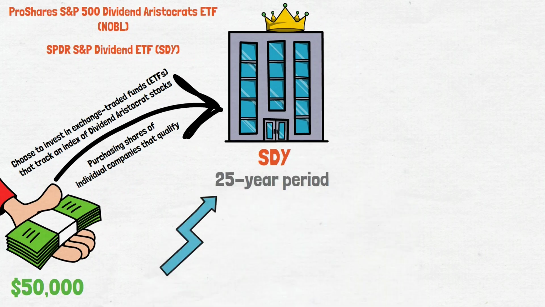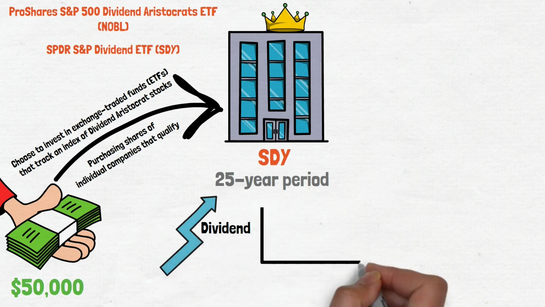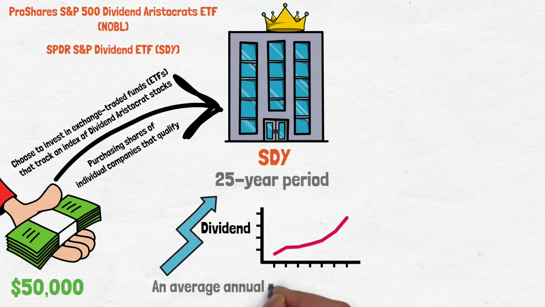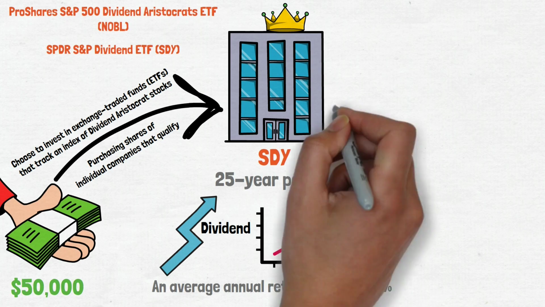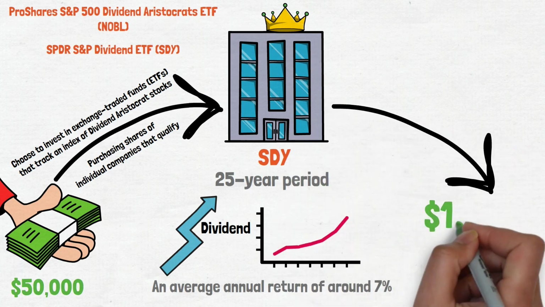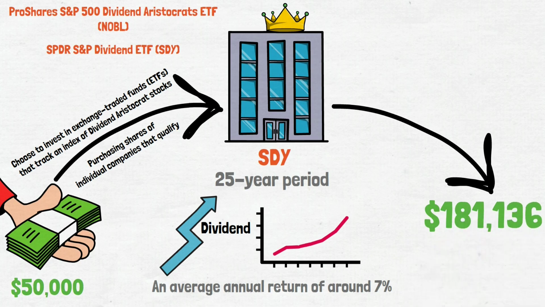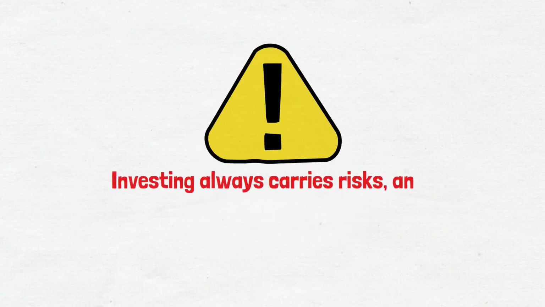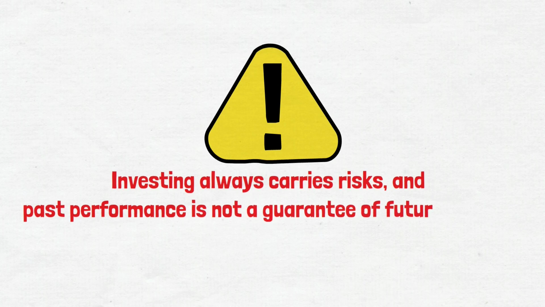SDY typically focuses on dividend growth, which can lead to potential compounding of returns over time. Historically, Dividend Aristocrats tend to be established companies with a history of steady dividend increases. Hypothetically, if SDY maintains an average annual return of around 7%. This is an illustrative number, and the actual return can vary. Your investment would be approximately $181,136. It's important to note that while Dividend Aristocrats have a history of consistent dividend increases, investing always carries risk, and past performance is not a guarantee of future results.